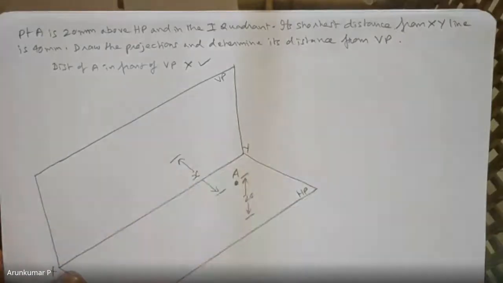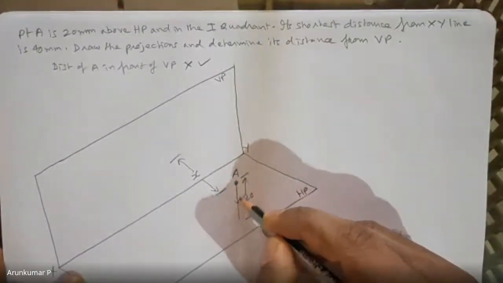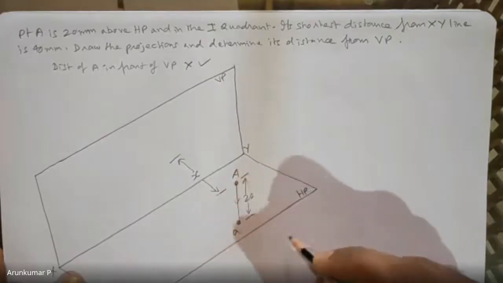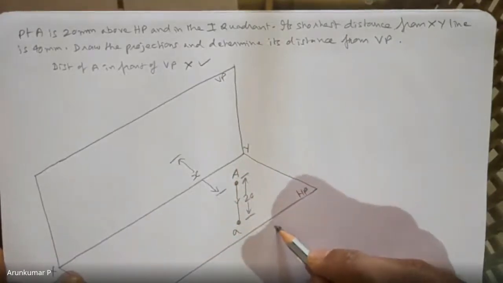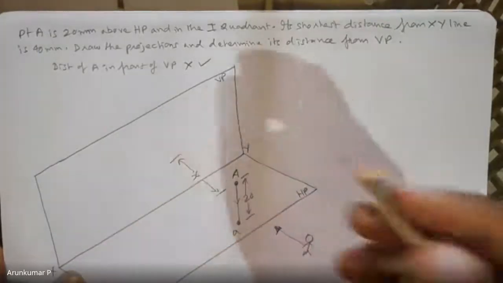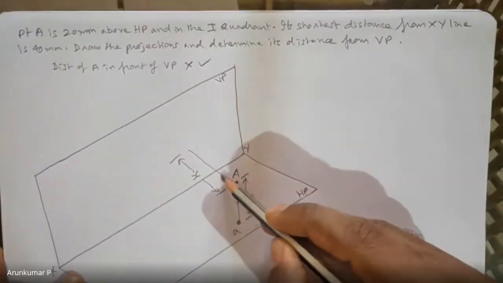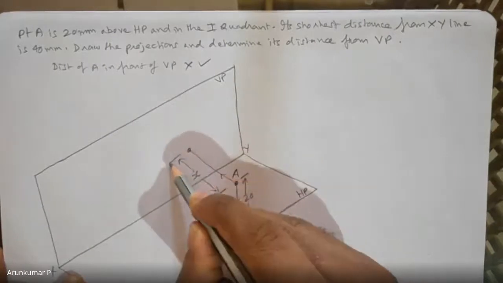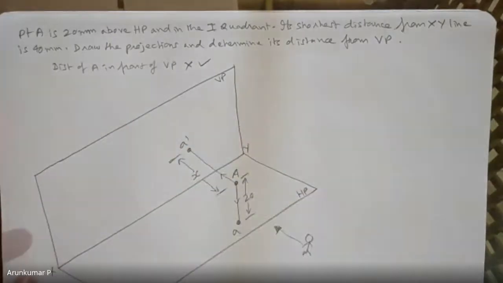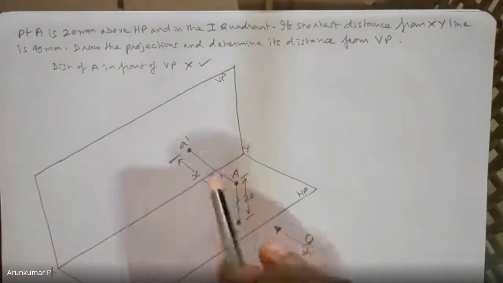Then where would you get your front view and top view? Front view will be here. Sorry, top view will be here, somewhere here, small a, because your viewing direction is here and you are standing here. And the front view would be somewhere here. This is our ideal condition. But unfortunately, we don't know the value of X. So we are stuck. We can't draw this. But ideally, if X was 40 mm or 30 mm, this is how we would have got it. Okay.